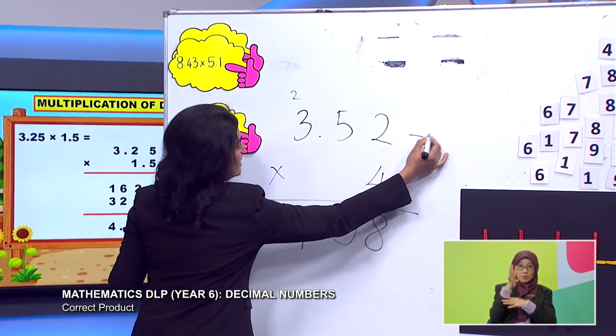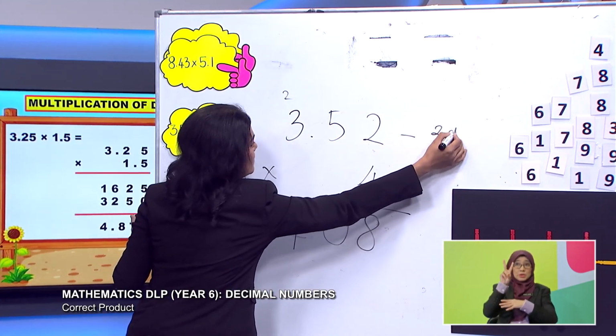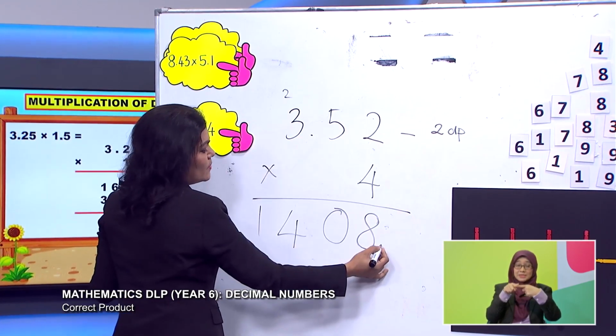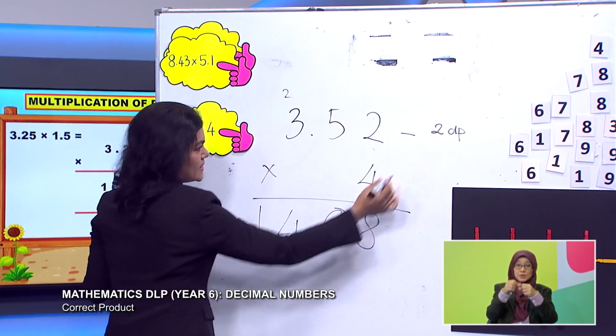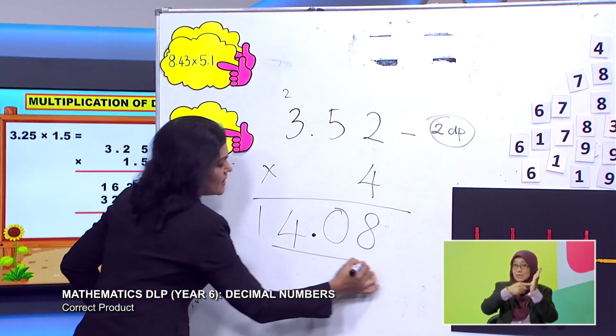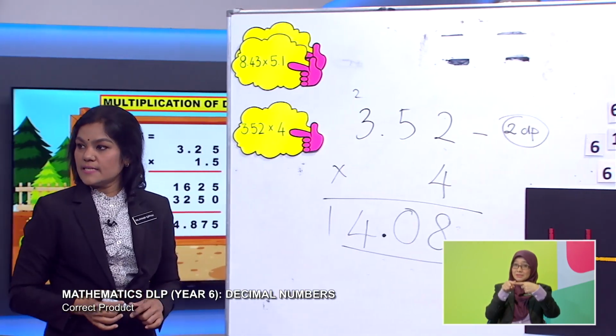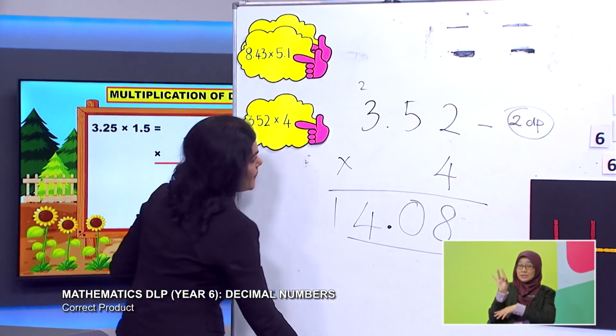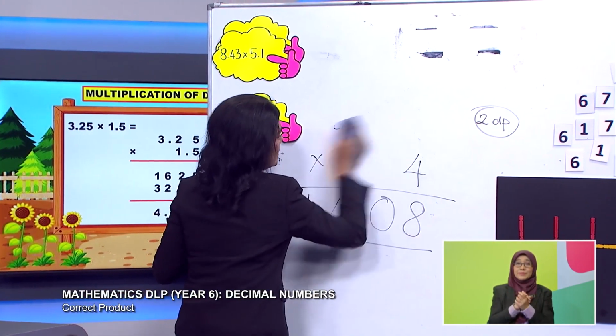This one is 2 decimal places, right? Here there is none, because this is a whole number. So we move after 2 places and put the decimal here. So the answer is 14.08. Okay, second one.